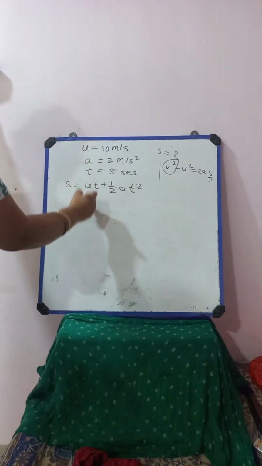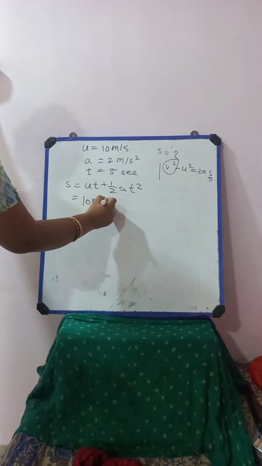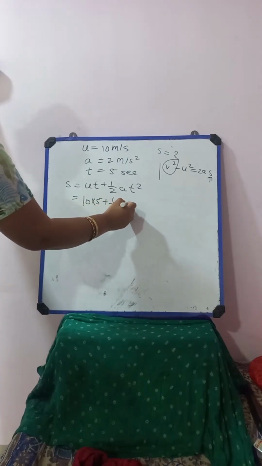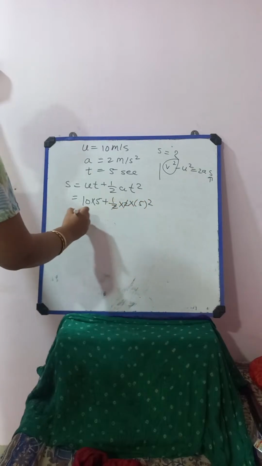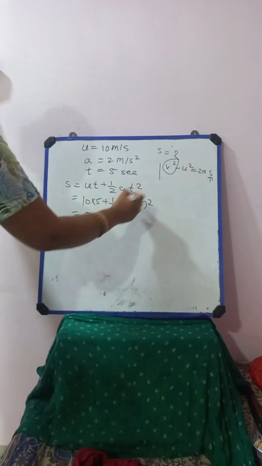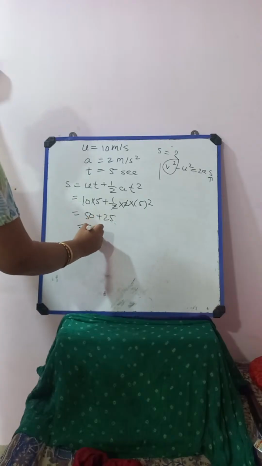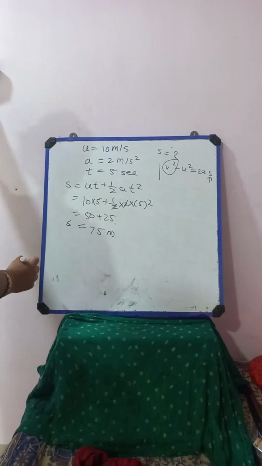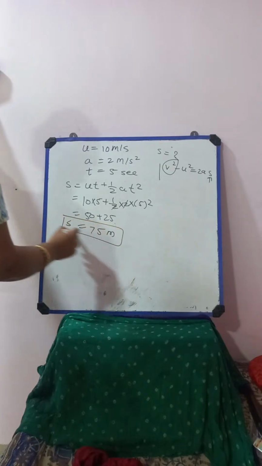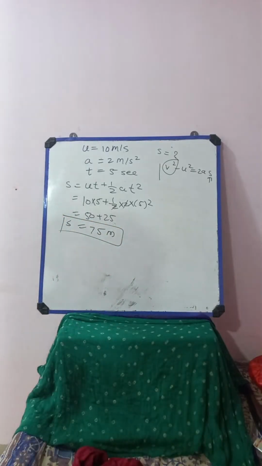So u is here 10, time is 5, plus half, a is 2 and t is nothing but 5 square. 2 gets cancelled, here 50, 5 square is 25. So the answer here is 75 meter. Is nothing but what? Total distance covered. Distance only they are asking, or what? Speed? Yeah, distance only they are asking. That is, 75 meter is the answer.